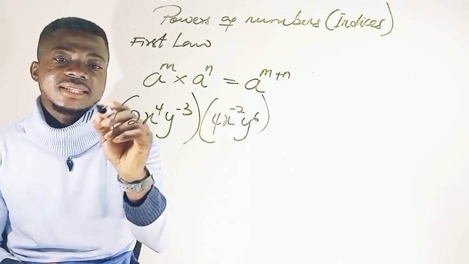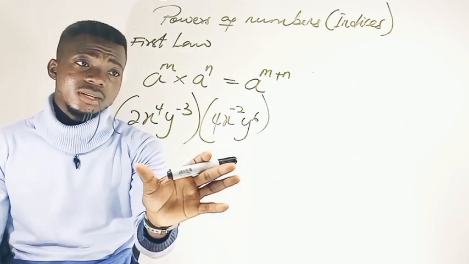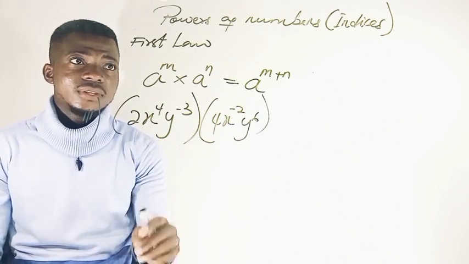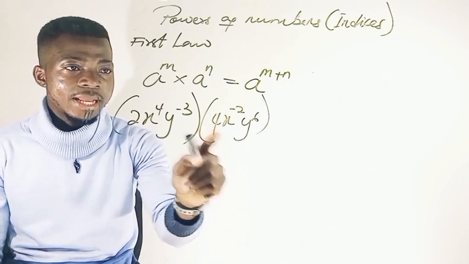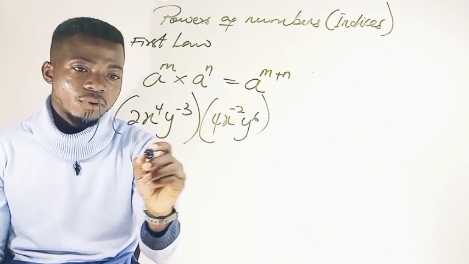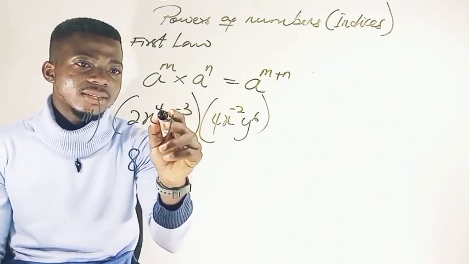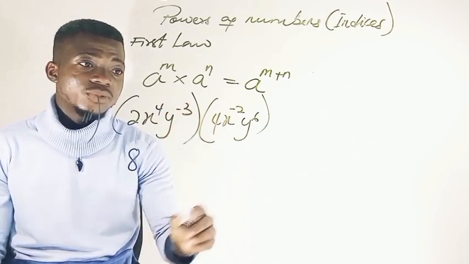This is our third example. We have to solve this. Now this is what you have to do. You multiply the numbers, as well as the letters. So 2 times 4, that is 8. Then x exponent 4 times x exponent 2. So that is like this.